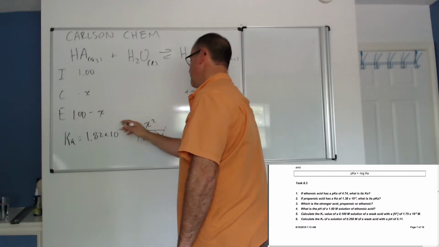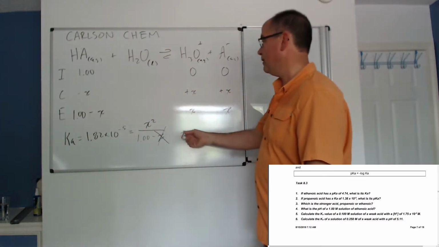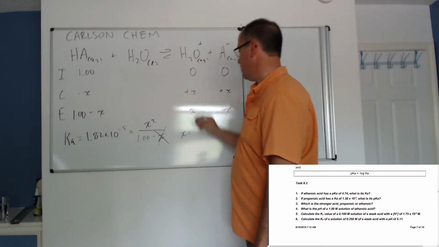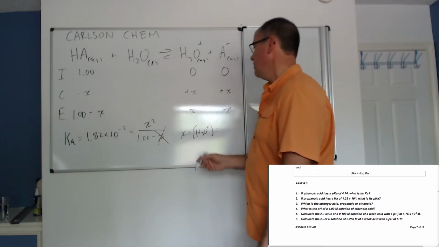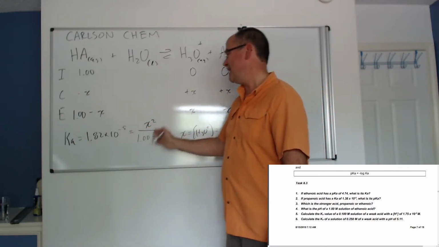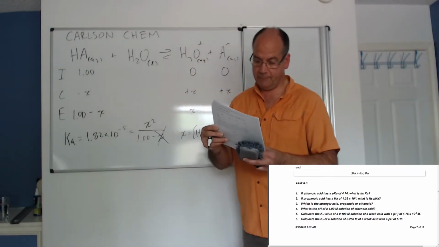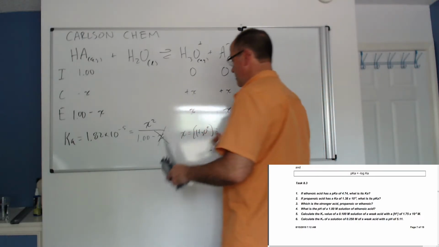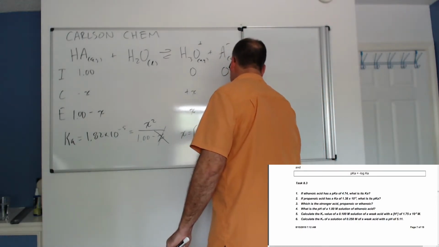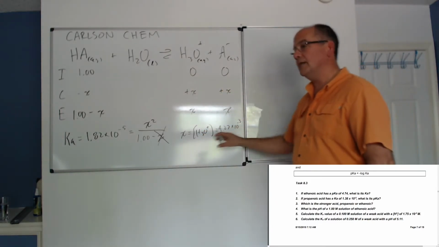And if you take the square root of both sides, X is, by the way, don't forget, your hydronium. X is the hydronium concentration. So just solve this for X by taking the square root of both sides. When you do that, you get 4.27 times 10 to the minus 3. 4.27 times 10 to the minus 3 is your hydrogen ion concentration.